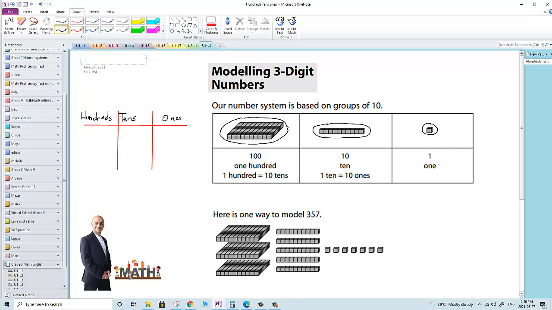So one drawing represents one. The ten is equal to 10 ones. So if I count 1, 2, 3, 4, 5, 6, 7, 8, 9, 10 ones. And the hundred is 100, which represents 10 tens. Can you see this one? I can add it here 10 times, because 10 times 10 equals 100. So this is how I can represent a number using this base system of groups of 10.